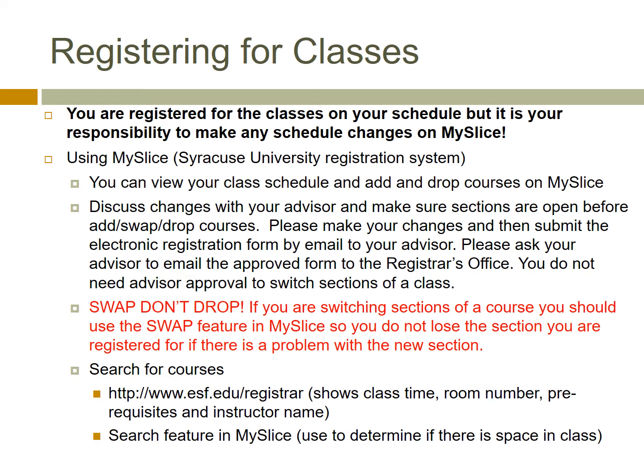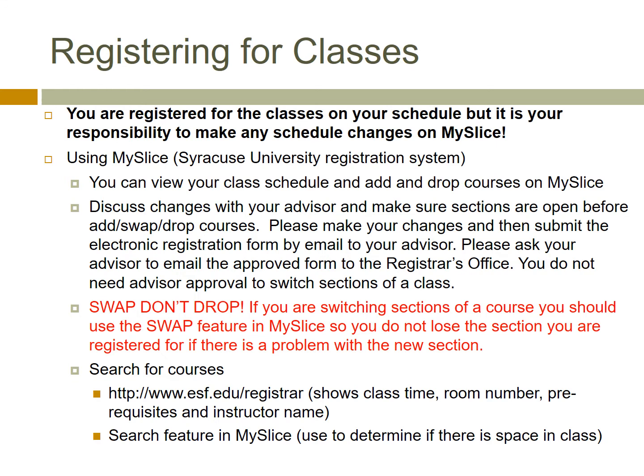You do that on MySlice, and MySlice is a Syracuse University registration system. Since you can take classes at Syracuse University, we have you register on one system to make it easier for you. That's where you go to view your schedule or make any schedule adjustments. To get to MySlice, you can either go to the ESF Registrar's webpage and you'll see a link, or you can simply search for it.